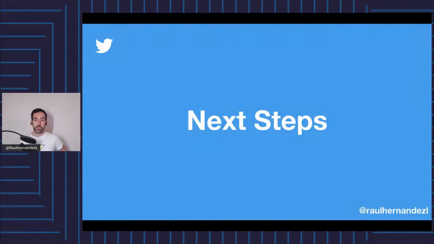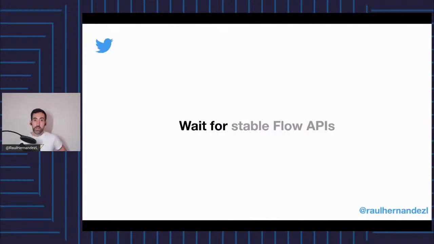Then, next steps, just to finish this bit. Waiting for stable Flow APIs, but I think right now everything or mostly everything is stable. Everything but the bonds, if I remember correctly, is not stable, and some APIs like SendChannel so far.